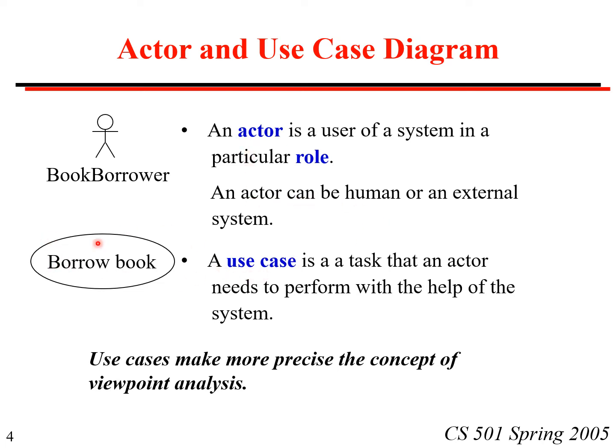Now this ellipse, borrow book, is a use case because it defines some task which the actor needs to perform with the help of the system. That means the actor is going to borrow a book from the system. Maybe the system name is library management system. So whoever the actor is, a student or the faculty or the user of a system, needs to borrow the book from that library. Fine. So this particular borrow book is a use case. That means it is a functionality of the system.